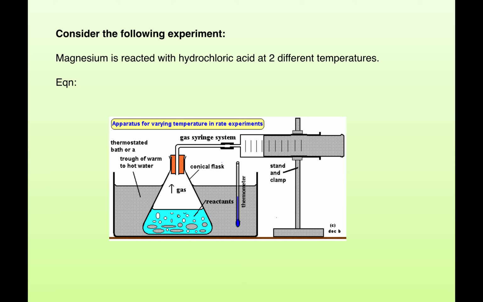Let's have a look at this following experiment. Magnesium reacts with hydrochloric acid at two different temperatures. Now look how we control the temperature. We have what's called a water bath, a thermostated bath, a trough of warm to hot water, so we can control the temperature of the reaction. In here you've got magnesium and hydrochloric acid. I'll let you write the equation. The gas produced here is hydrogen, and we can do the reaction at different temperatures, and we can look at how the temperature affects the reaction rate.